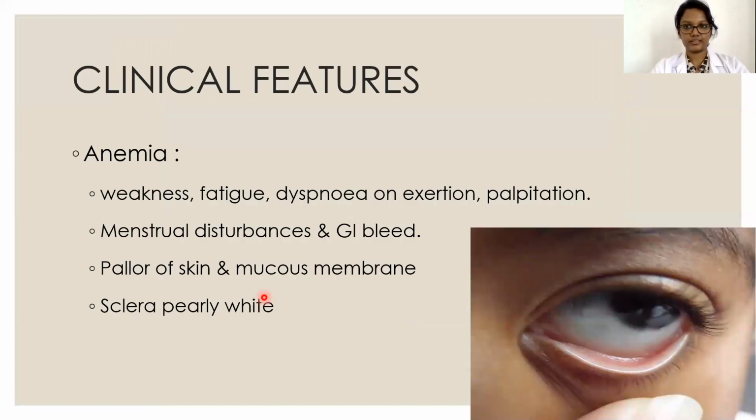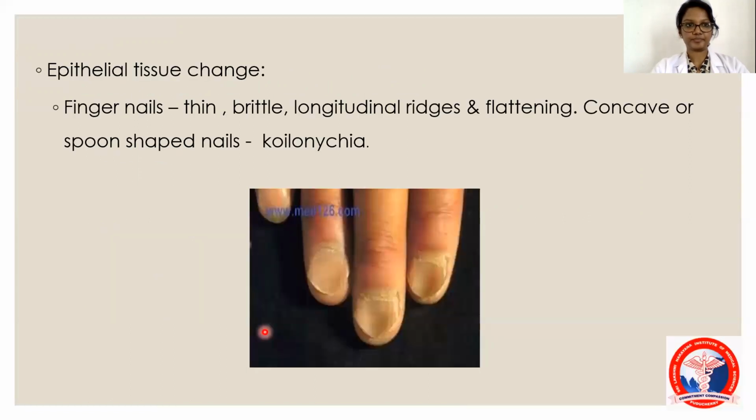Now, another important thing is how does the patient present when he has anemia? The most important thing is they present with fatigue and weakness, also dyspnea on exertion and palpitation. There will be pallor of the skin and mucosal membrane, which is seen in this image. You can see pallor. And also there will be menstrual disturbances if it's a woman, and they can also present with chronic GI bleed.